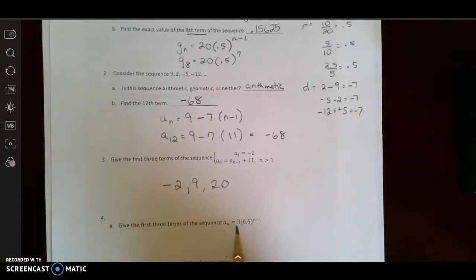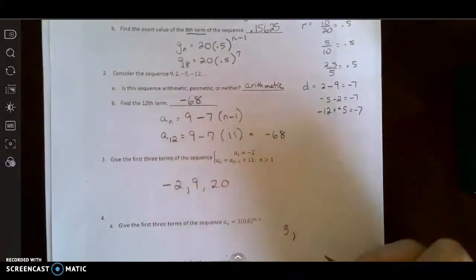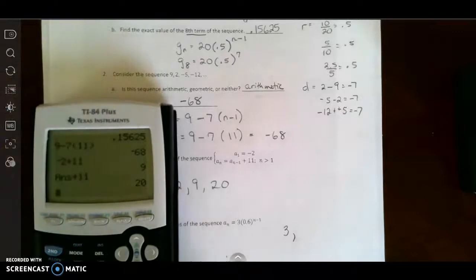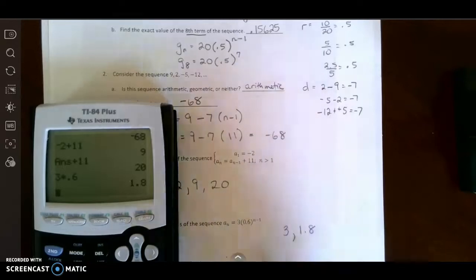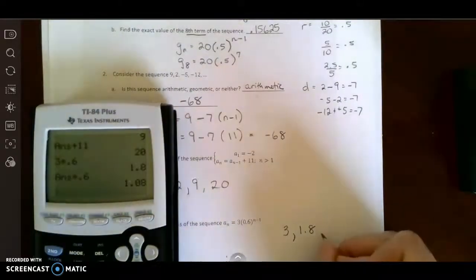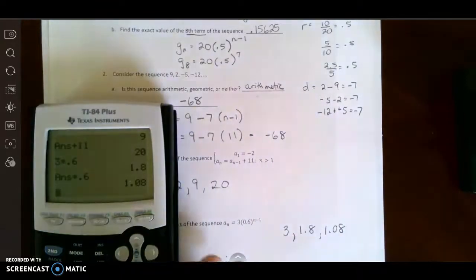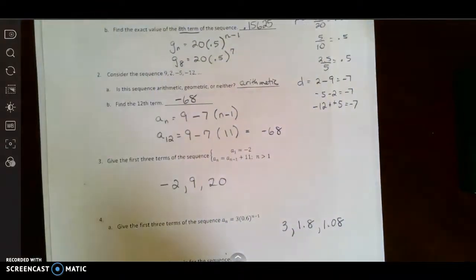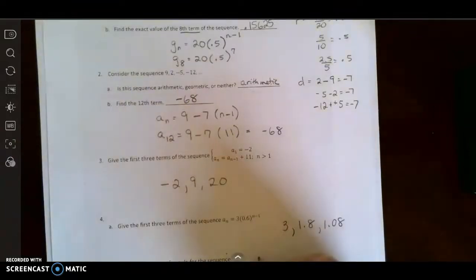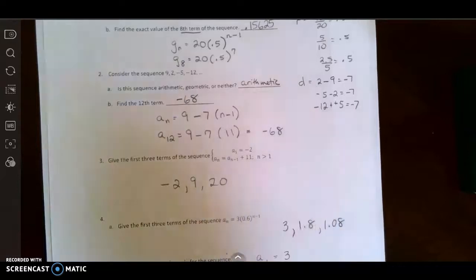Give the first 3 terms of this sequence. I can see that because this is to the n minus 1, this must be the first term. So the first term is 3. And I'm supposed to multiply by 0.6. So 3 times 0.6 is 1.8, times 0.6 is 1.08. Write the recursive formula for this sequence. a sub 1 is 3, and a sub n is the previous term times 0.6.